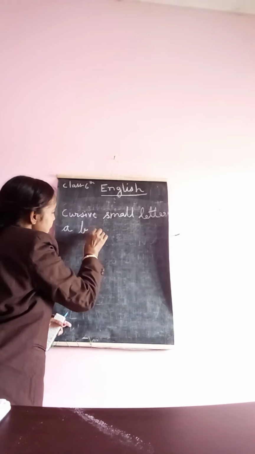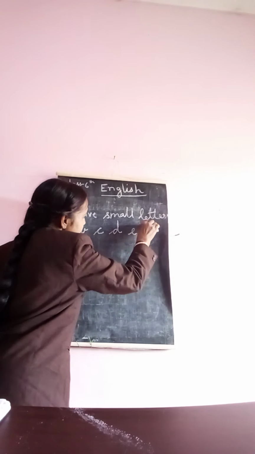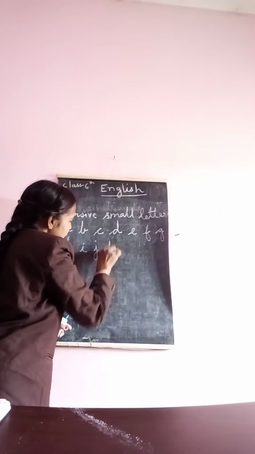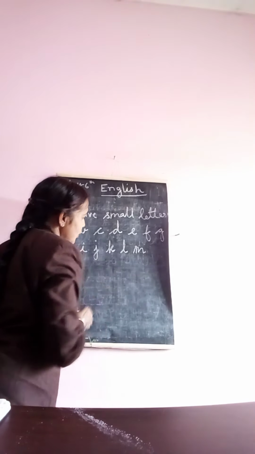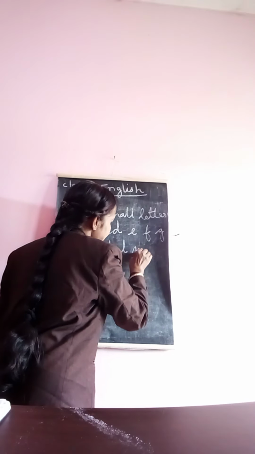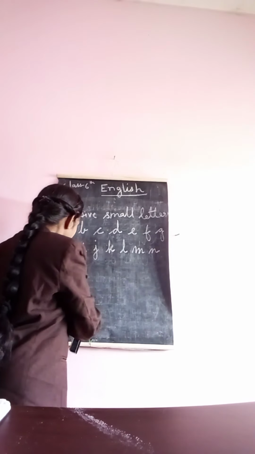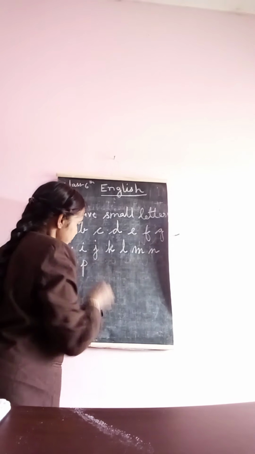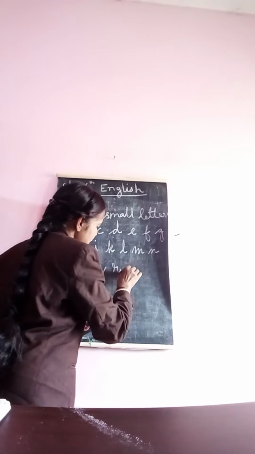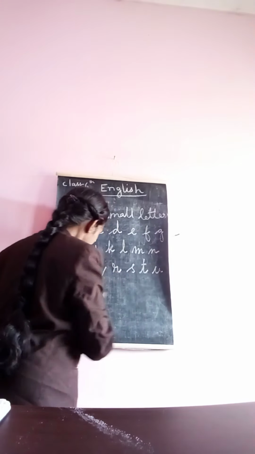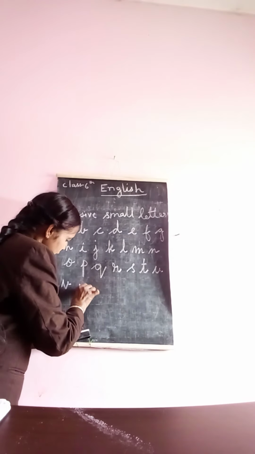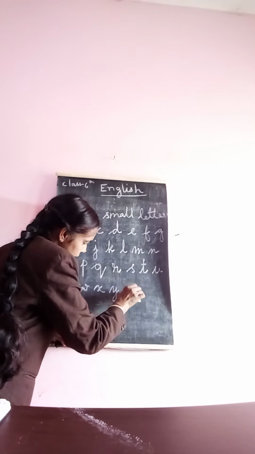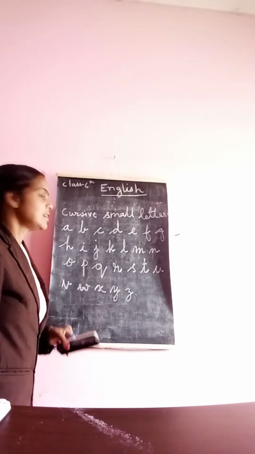A, B, C, D, E, F, G, H, I, J, K, L, M, N, O, P, Q, R, S, T, U, V, W, X, Y, Z. These are cursive small letters.